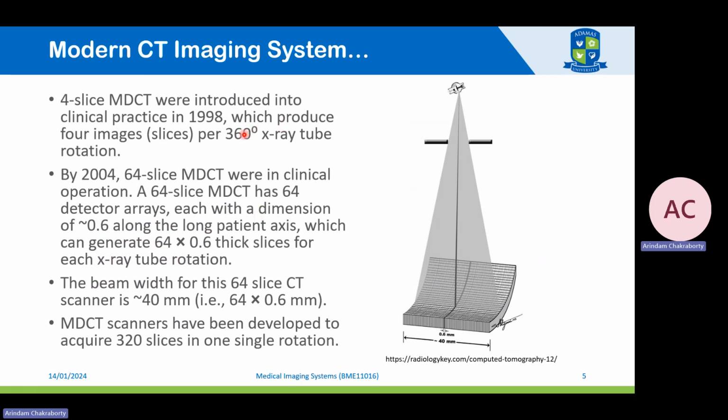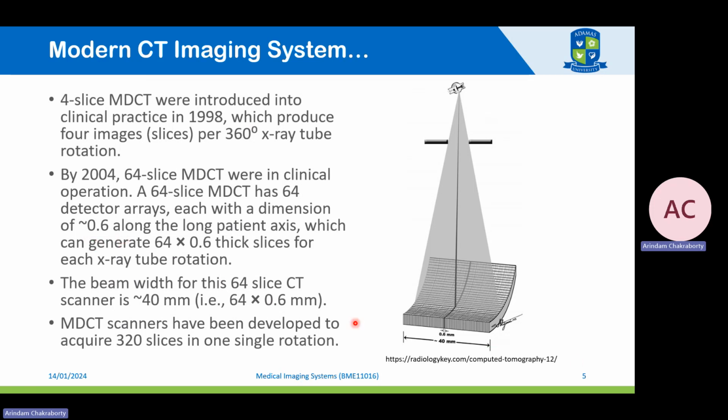So a four slice MDCT, as discussed in the previous slide, was introduced. Four slice MDCT means it takes four images or four slices per 360-degree rotation of the X-ray tube around the patient. That was introduced around 1998, while a 64 slice MDCT was introduced in 2004, which has a slice thickness of around 0.6 millimeters.